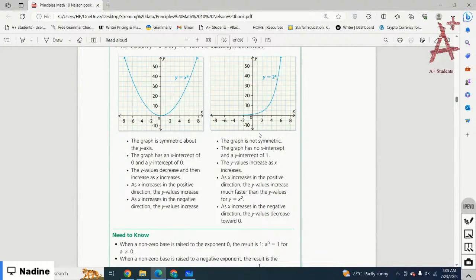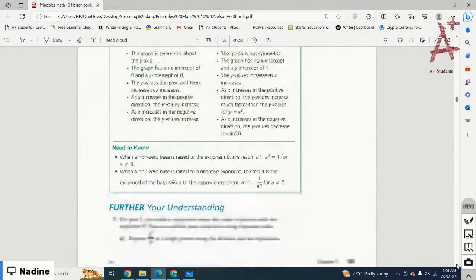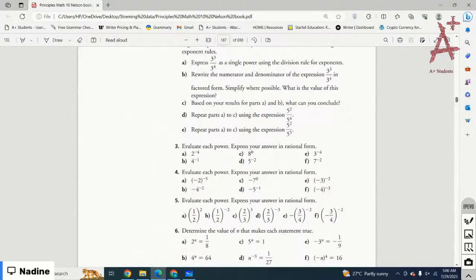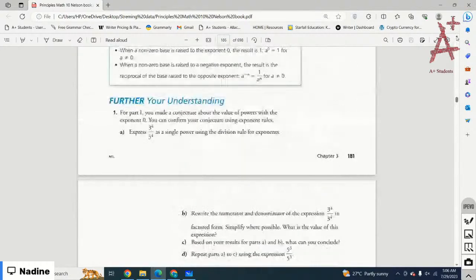Okay, let's just start with the practice questions. Let's start with question number 1. For part a, you made a conjecture about the value of powers with exponent 0. You can confirm your conjecture using exponent rules. So basically you have to use the exponent rules here and then you have to make a conjecture.